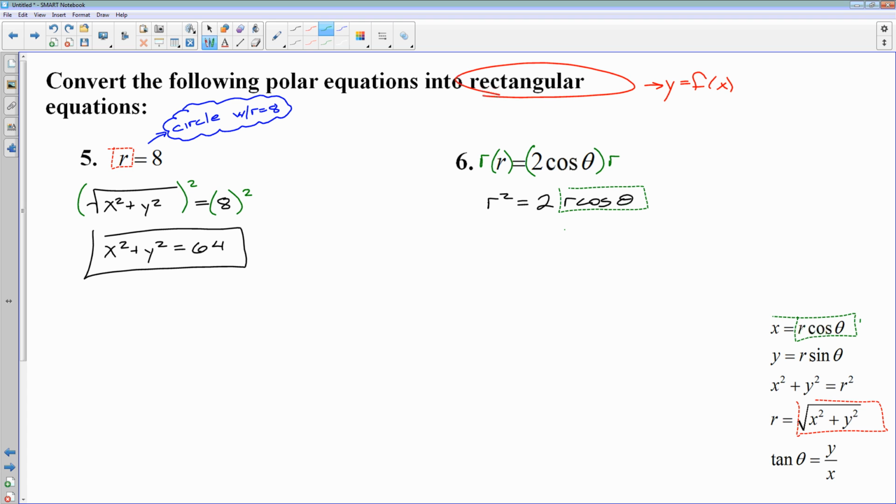So out comes r cosine theta, in goes the x. The 2 is fine, it's not going anywhere. And r squared is equal to x squared plus y squared, so I'll take out the r squared. X squared plus y squared equals 2x. And honestly, if you can do that, I'll be happy. We'll just stop right there. Once you get all of the r's and thetas out and get it in terms of x's and y's, I'm happy.